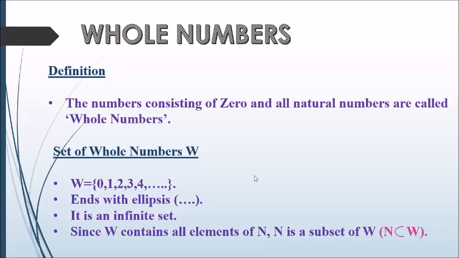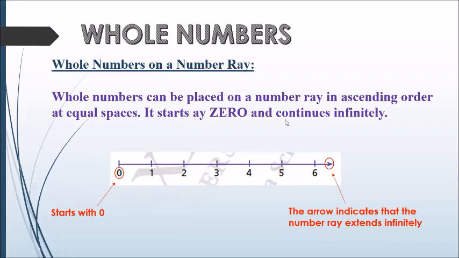Now class, moving on to the next slide. The number ray for whole numbers is going to be similar to the natural number one, and the only difference here is that it is not going to start with the point A, rather it is going to start with zero. If you see on the screen, it is going to start with zero.